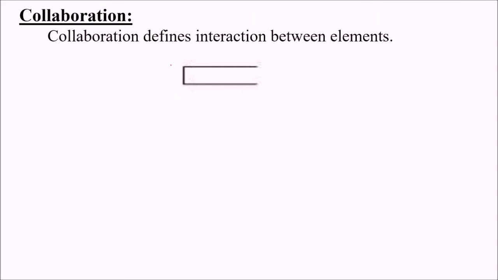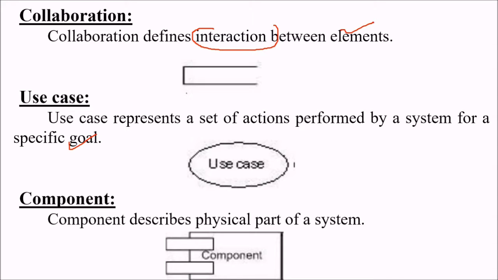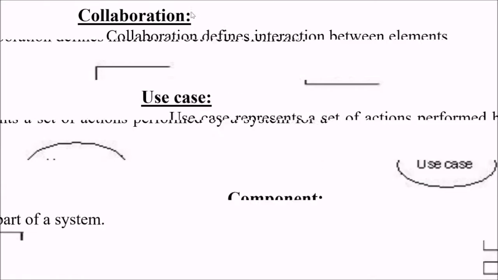Collaboration. Collaboration defines the interaction among the elements. Use case. Use case represents a set of actions which will be performed by a system for a specific goal or an actor. Component. Component describes the physical part of a system. This is a physical part, two rectangles inside a rectangle or partially inside the rectangle.